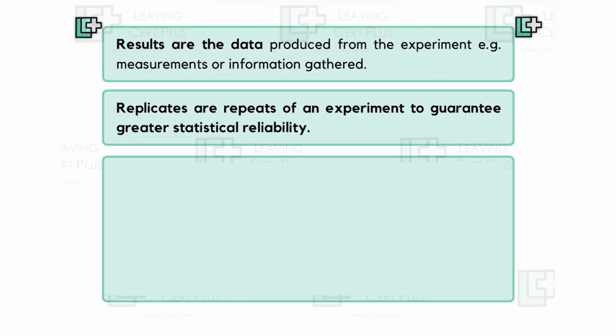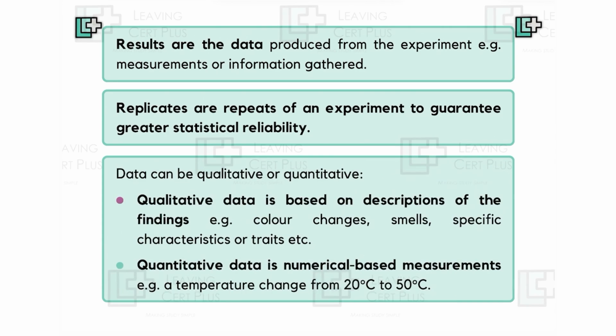Now, in terms of the data itself, there's lots of different forms. So you can have qualitative or quantitative. Qualitative data is based on descriptions of the findings. So for example, color changes, smells, characteristics or traits. It's something you can describe, whereas quantitative data is numerical based measurements. It is an actual numbers based game. So you're looking at a temperature change of 20 to 50 degrees. That's quantitative data. The mass changes from 100 grams to 120 grams. That is quantitative data. So that's one type of data.